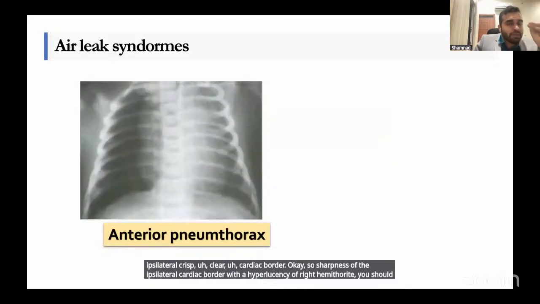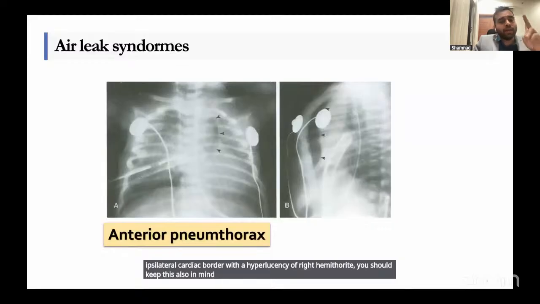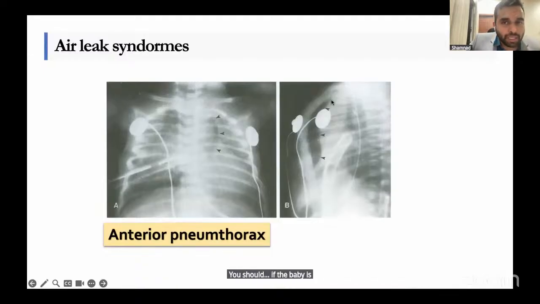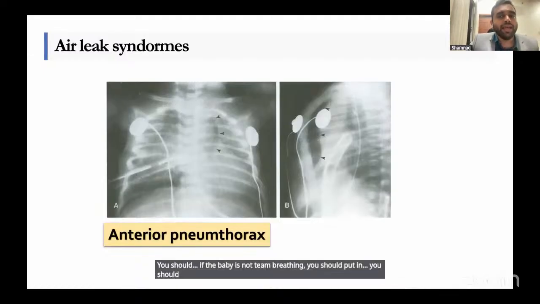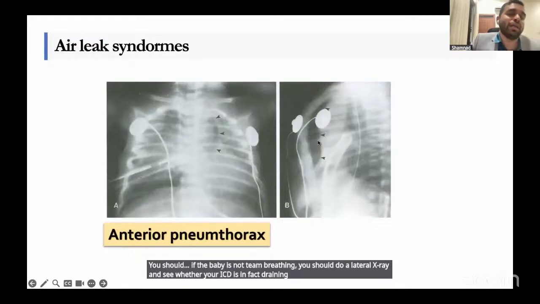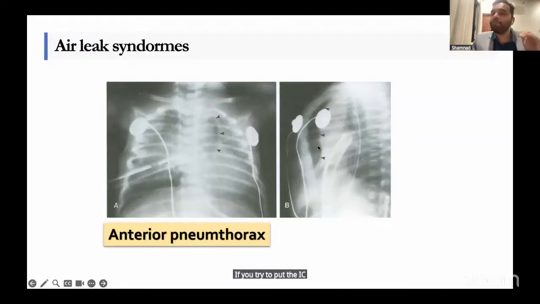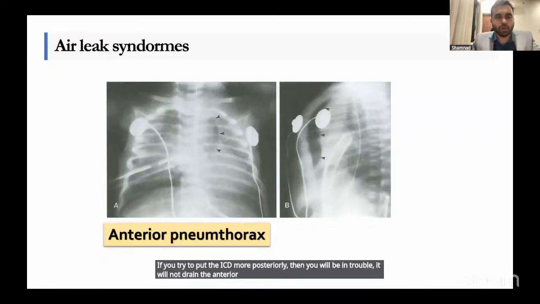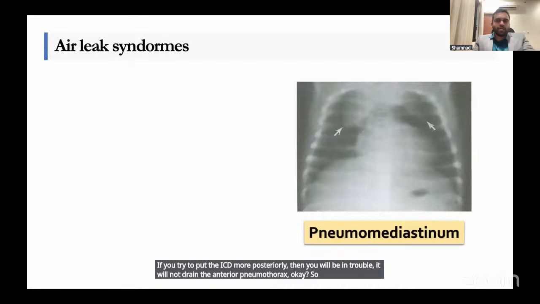And anterior pneumothorax is one instance wherein, if the baby is not improving, you should do a lateral X-ray and see whether your ICD is in fact draining the anterior one or not. If you put the ICD more posteriorly, then you will be in trouble. It will not drain the anterior pneumothorax. So these are some potential air leak sites.